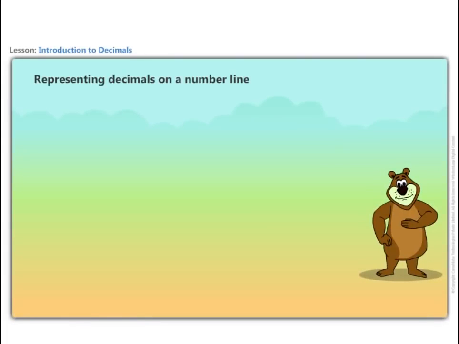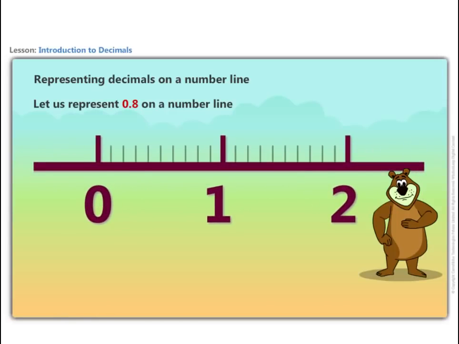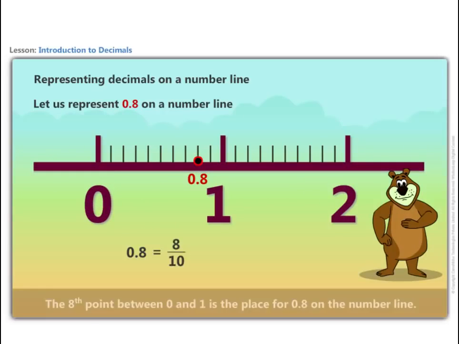Let us try representing decimals on a number line. To understand this, we start with the decimal 0.8. It is more than 0 and less than 1. So, we divide the number line between 0 and 1 into 10 equal parts. The 8th point between 0 and 1 is the place for 0.8 on the number line.